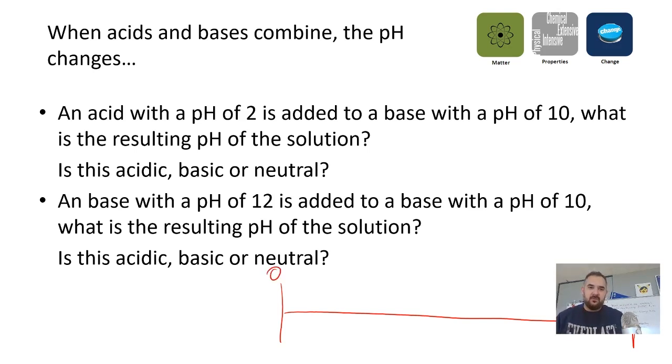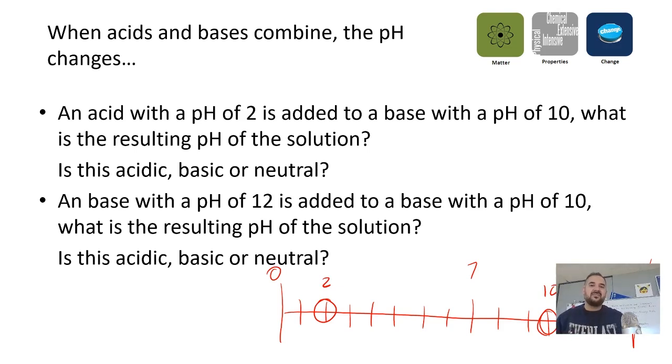So here's our 0. Here's our 14. Right in the center, we have our 7, which is neutral. An acid with a pH of 2, so 1, 2, 3, 4, 5, 6, 7, 8, 9, 10, 11, 12, 13. So an acid with a pH of 2 is mixed with a base with a pH of 10. What's the pH of the resulting solution?